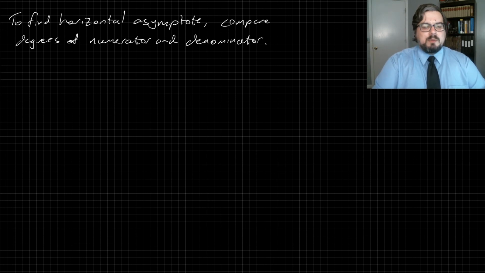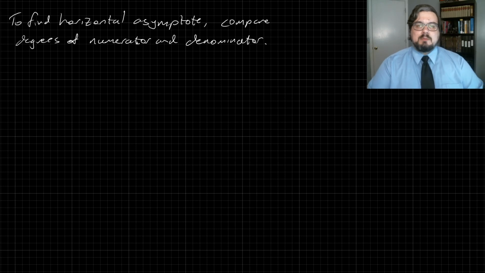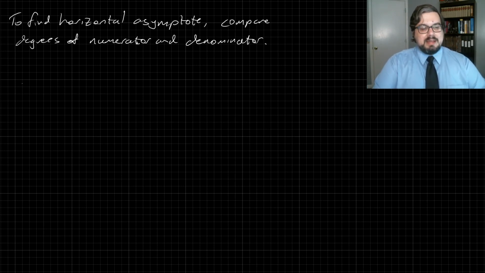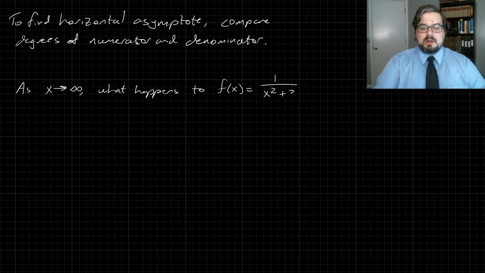So, before we get to the conclusion, I want to look at a few examples to see if we can make sense of what happens. Now, a horizontal asymptote is describing what's happening to the y values of the function when x gets very, very large in either the positive or the negative direction. So we ask the question, as x goes to infinity, what happens to the function f of x equals 1 over x squared plus 3.